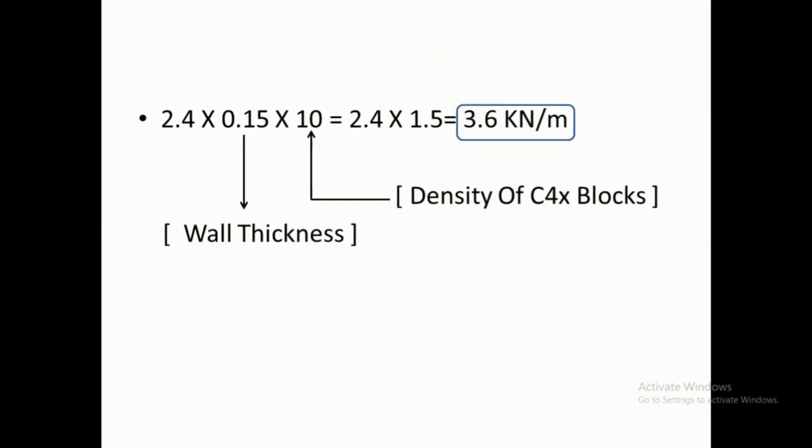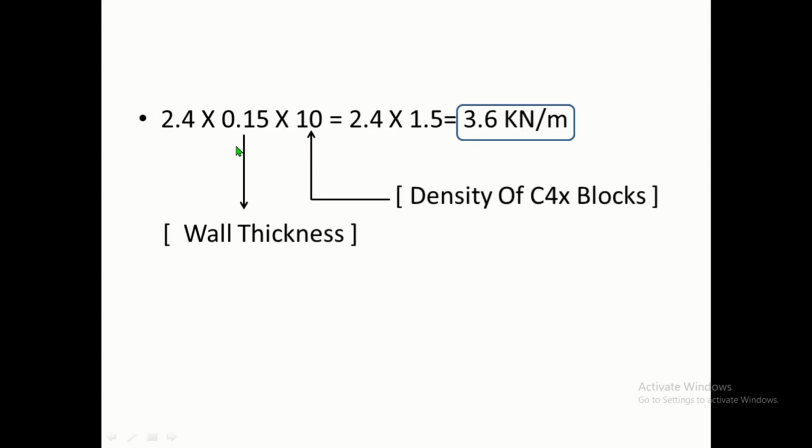So the load on the beam which is just below the wall will be 2.4 into 0.15 into 10, which is 2.4 into 1.5, equal to 3.6 kilonewton per meter, where 2.4 is the height of that wall, 0.15 is the wall thickness, and 10 is the density of C4X blocks.